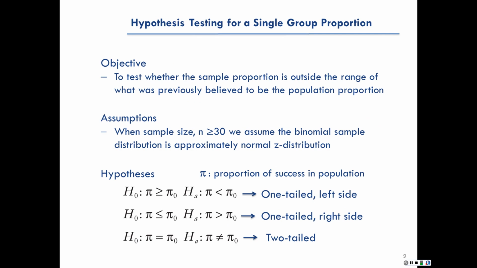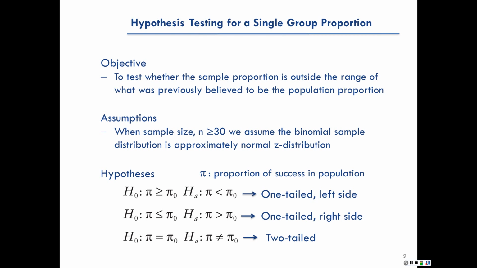Okay, so what about hypothesis testing for a single group proportion? Now here our objective is to test whether the sample proportion, so the proportion that we find in our sample, is outside the range of what was previously believed to be the overall population proportion. Again, our assumption is that when our sample size is greater than or equal to 30, we can assume the binomial sample distribution is approximately normal, and we can use the z distribution.